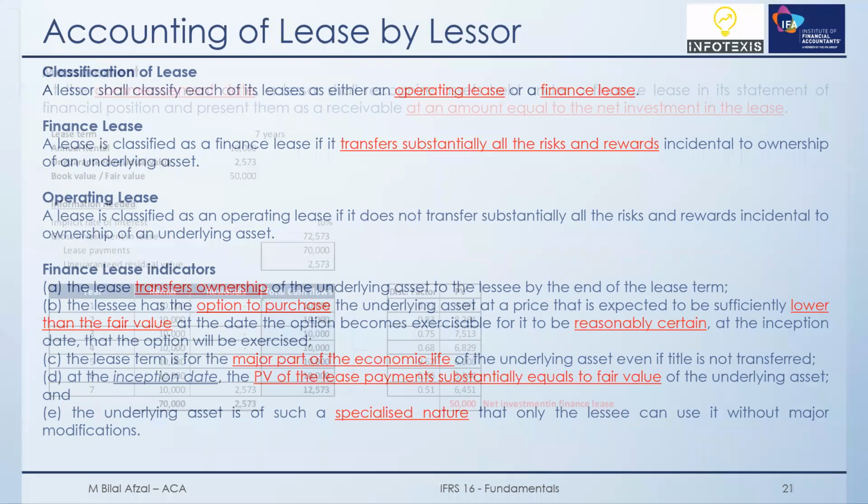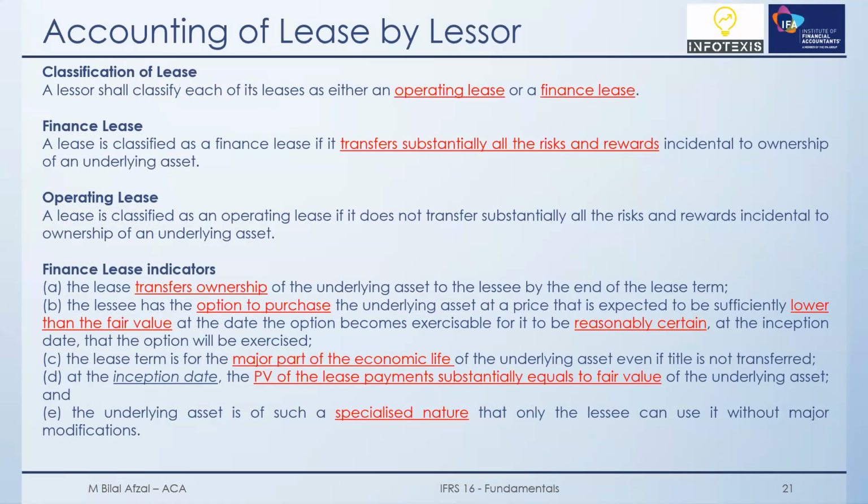When we talk about the accounting treatment from the lessor's point of view, the first thing a lessor has to do is categorize the underlying lease, whether the lease is a finance lease or an operating lease. This categorization is not required by the lessee. Only the lessor has to do this classification. How will we decide whether it is a finance lease or operating lease? Standard says that if it transfers substantially all the risk and rewards of the underlying asset to the lessee, this is a finance lease. Now, there are indicators.